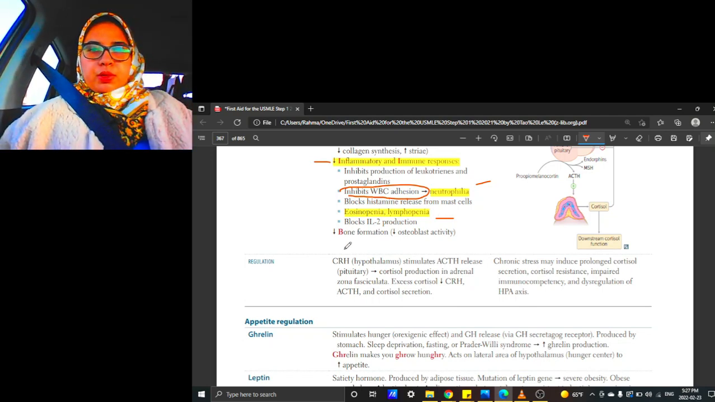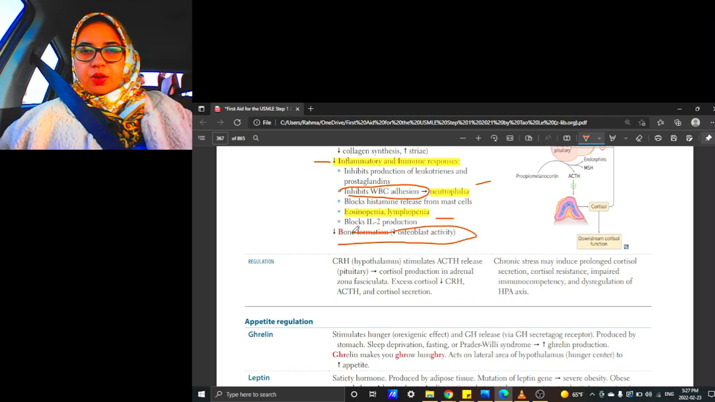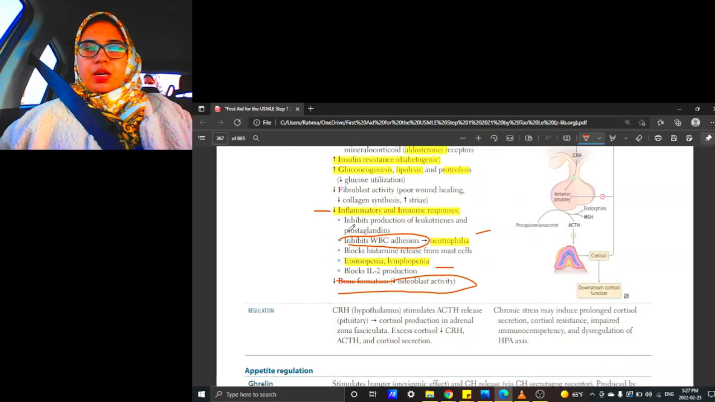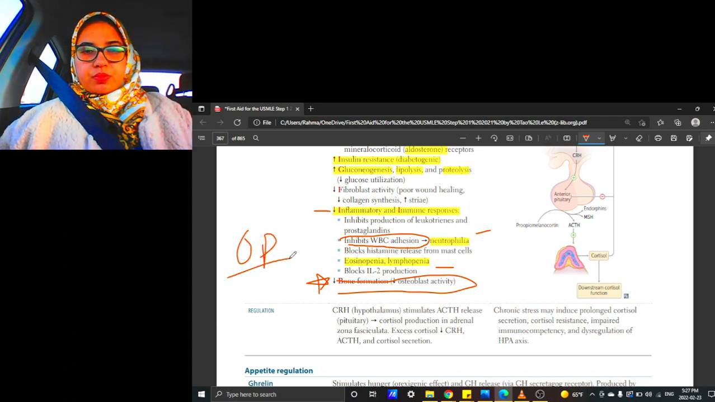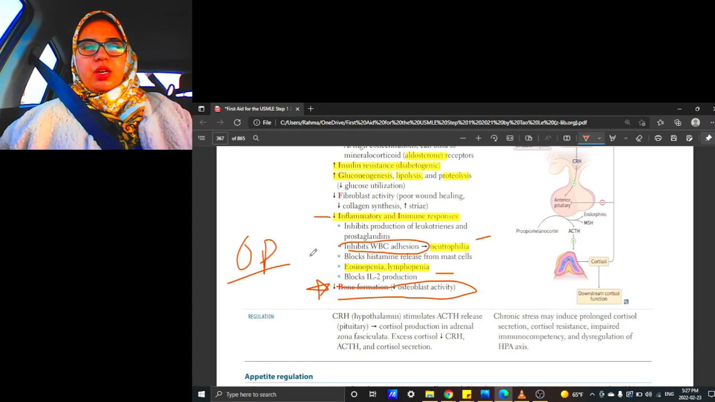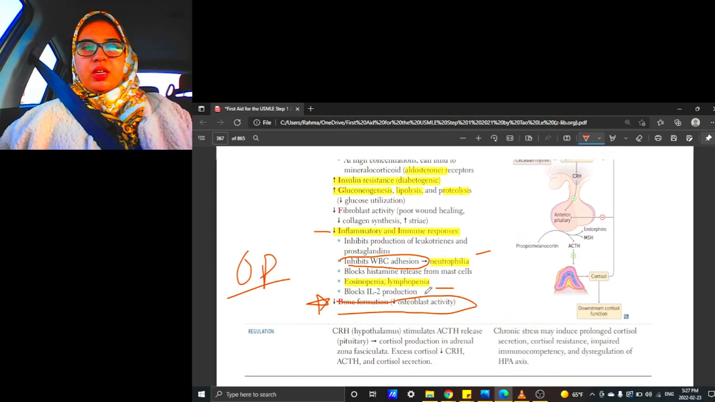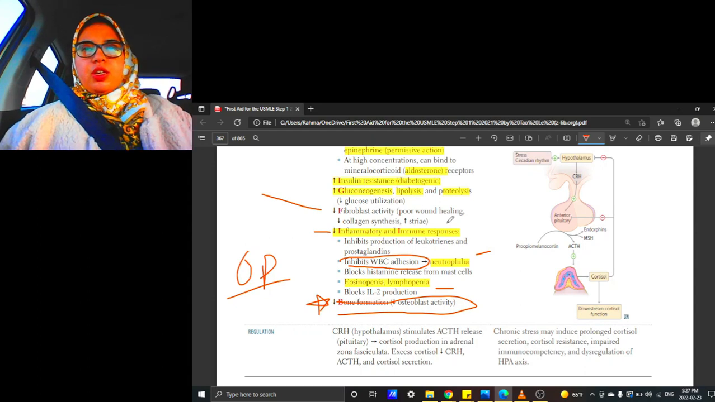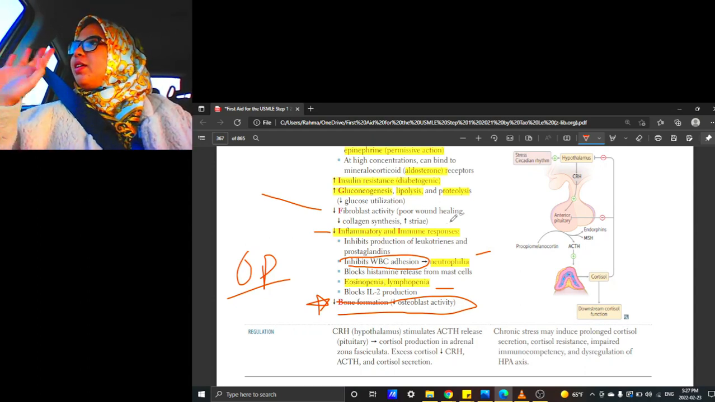Next is going to be decreased bone formation and decreased osteoblast activity. That's important. When you give patients cortisol, you're going to have to worry about something called osteoporosis because of that. It breaks down the bones, prevents the bone formation, decreasing the osteoblast activity. The other thing is going to be fibroblast activity. It's going to decrease that. So this is really going to affect your skin.